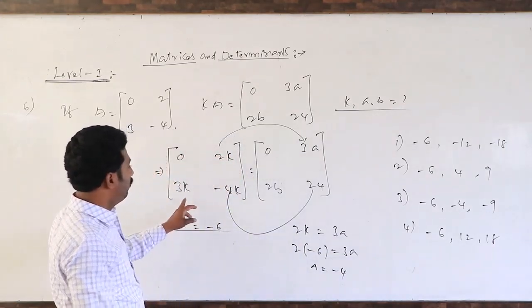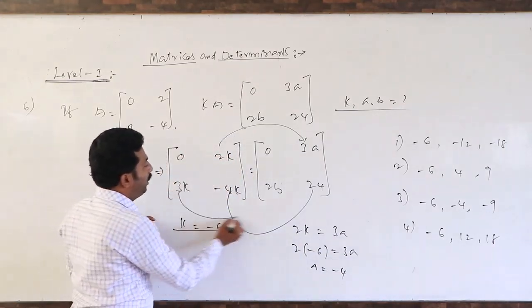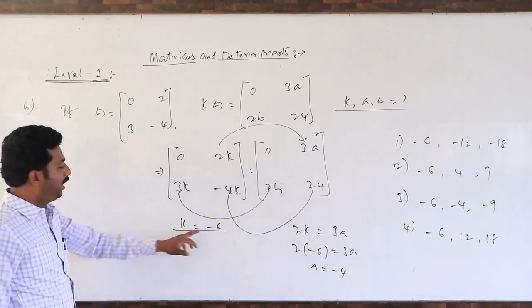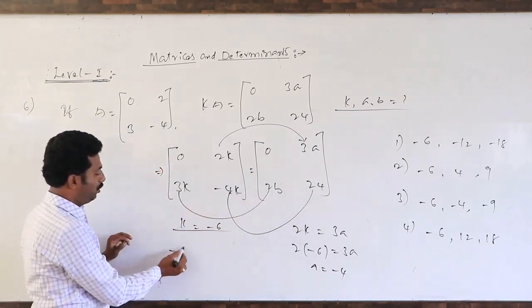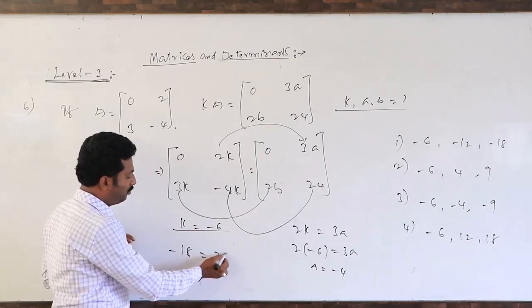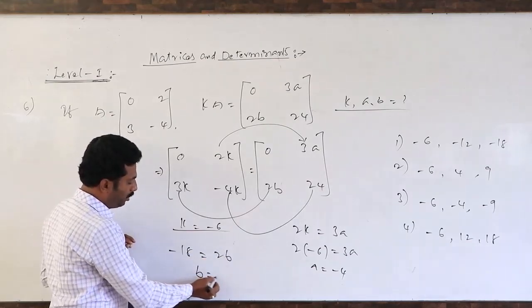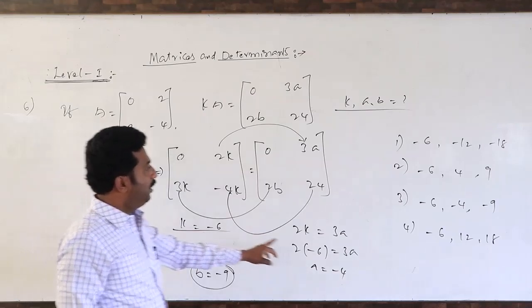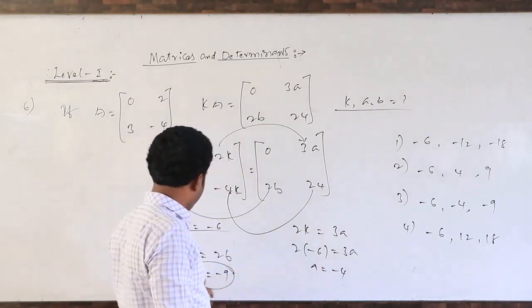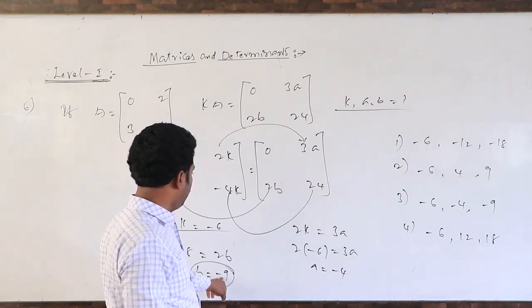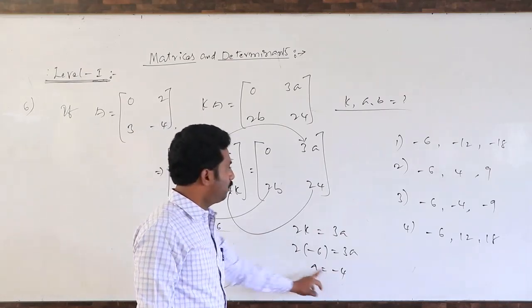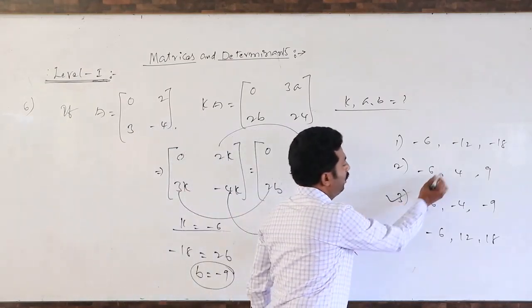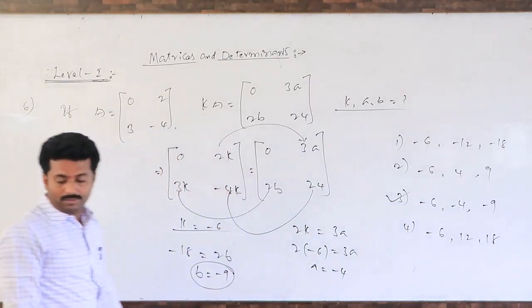Right. Then for B we require 3K equal to 2B. K is minus 6, so minus 18 equal to 2B. So B equal to minus 9. See here, K value minus 6, A value minus 4, B value minus 9: minus 6, minus 4, minus 9. So clearly, we can give the third option as the answer.